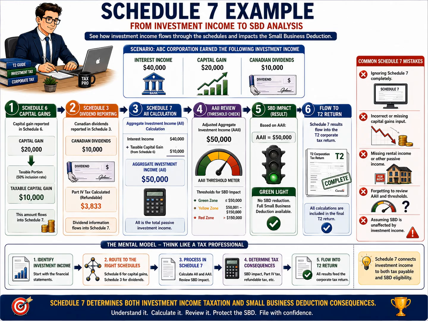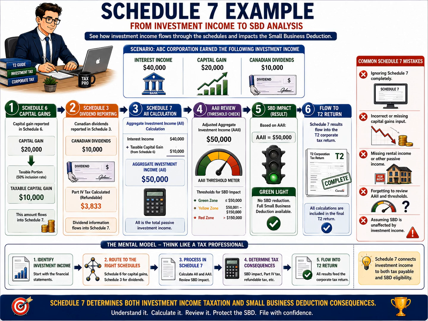Notice the threshold review section in the middle of the slide. The corporation's AAII is $50,000. This is an important number because $50,000 represents the starting point where passive investment income begins to affect the small business deduction. Since the corporation is exactly at the threshold, it remains in the green zone. There is no reduction to the small business deduction. The corporation continues to have full access to the small business limit.